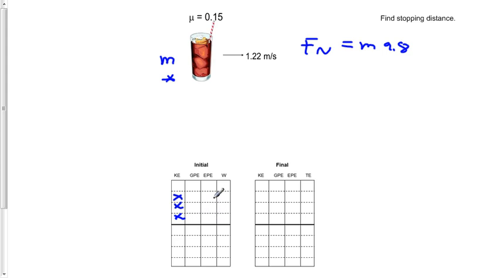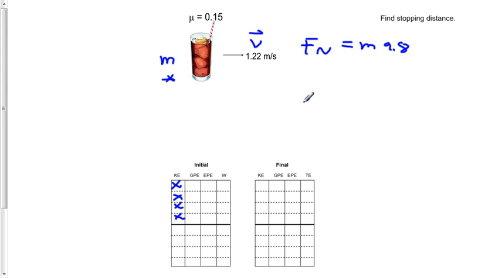And I say, are there any springs attached? And I look and I go, nope, I don't see any springs, so no elastic potential energy. And then work done. Well, I'm looking, is there an actual applied force on this to make it go somewhere? And I look, I see 1.22 meters per second, and I go, no, that's a velocity vector, so that is not a force vector. So this glass of tea is sliding all by itself. There's nothing pushing, pulling, or tugging on it. Therefore, there is no work done. So I complete and give one more box to kinetic energy, because I realize all of the energy present in the beginning case is kinetic energy.